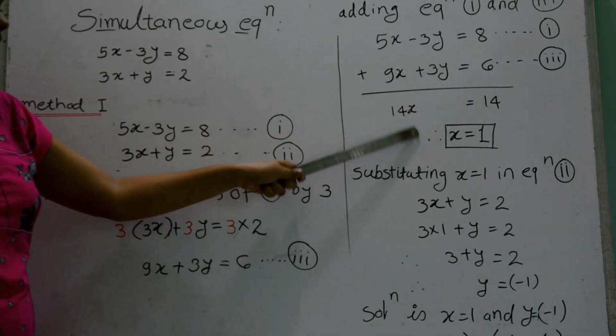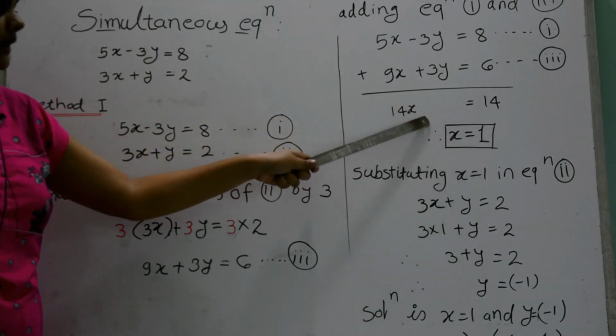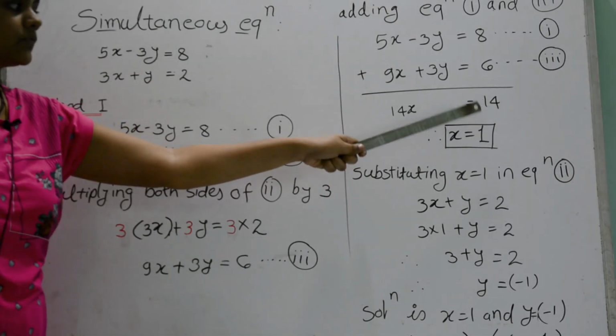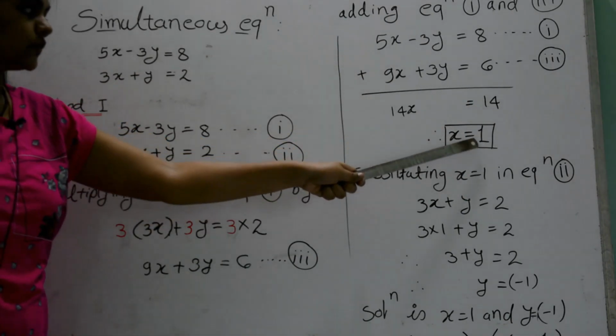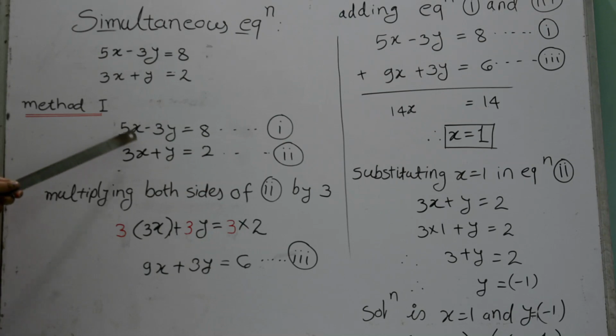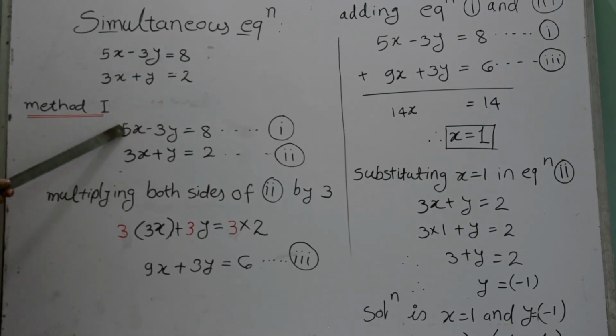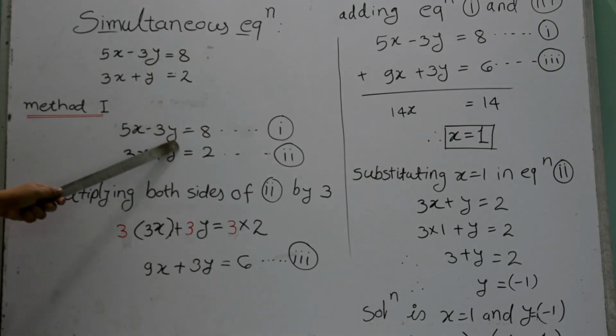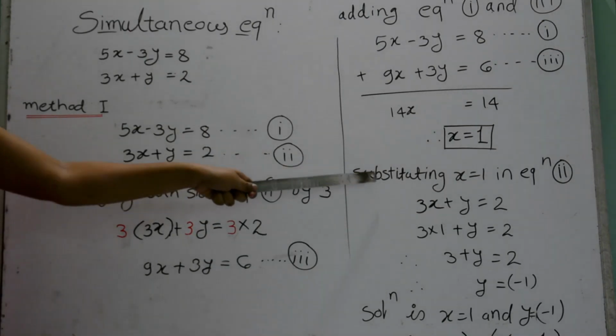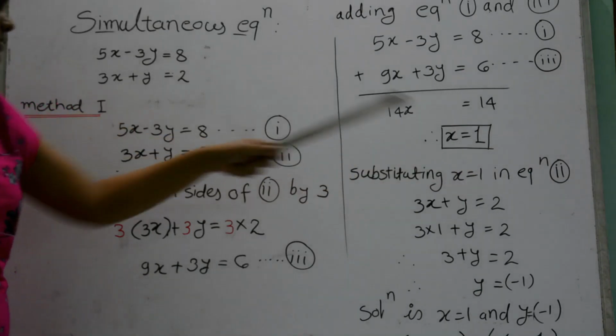So I'll get the value x equal to 1. How? 14x goes there, so 14 by 14 is 1. So x is equal to 1. Now I got the value of x. When I replace the value of x in any of these linear equations, I am going to get the value of y. So here I am substituting the value of x in equation 2.